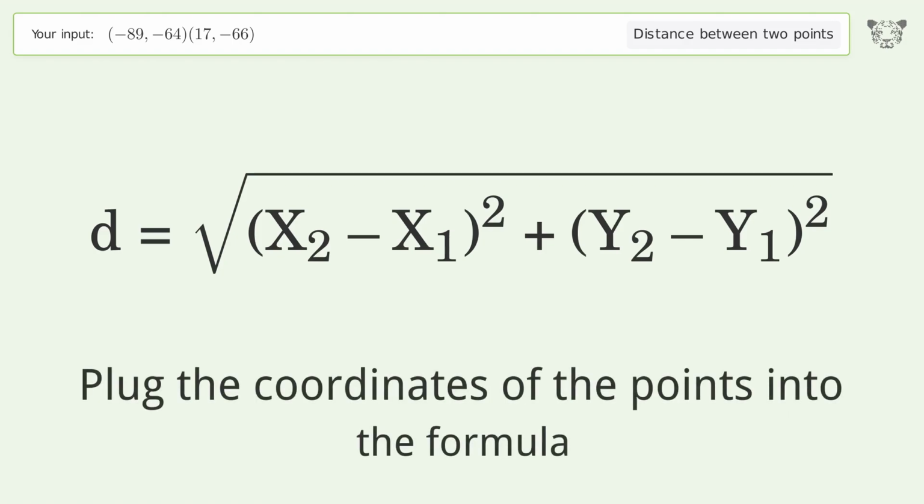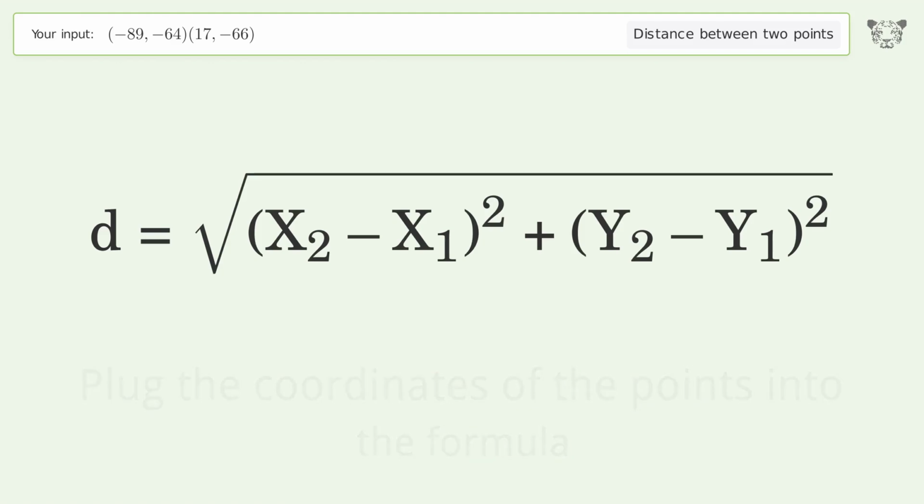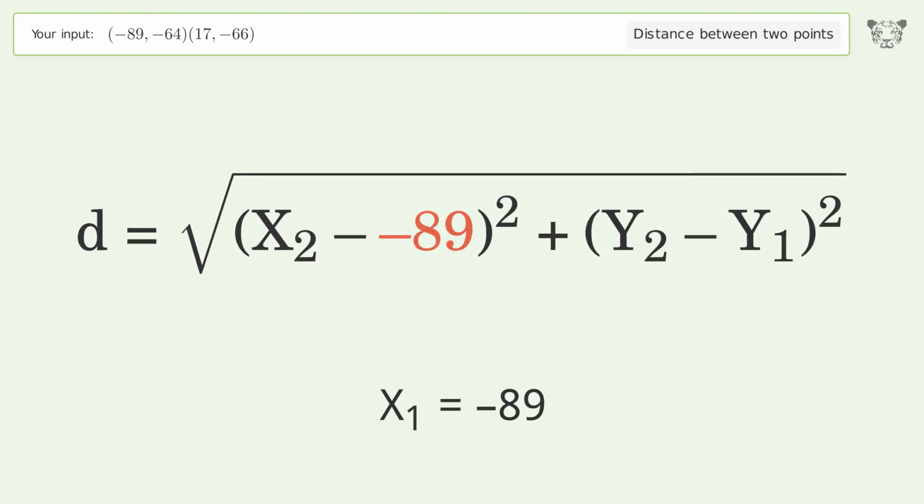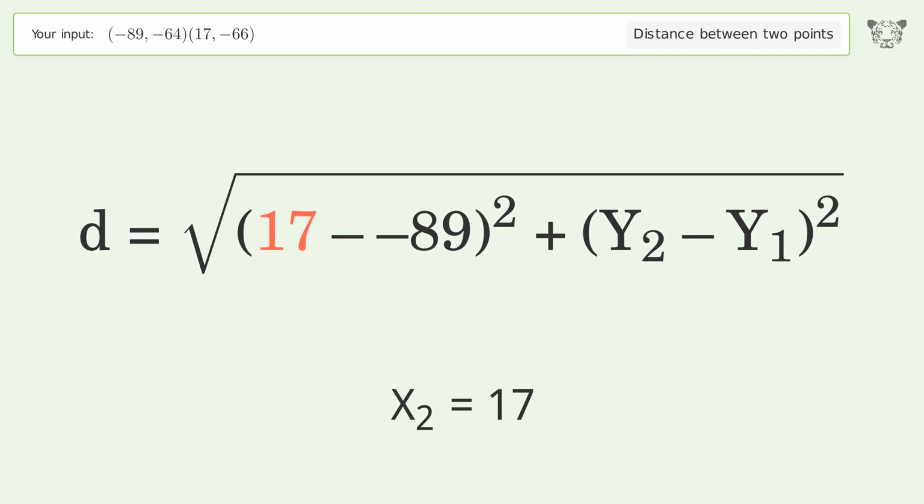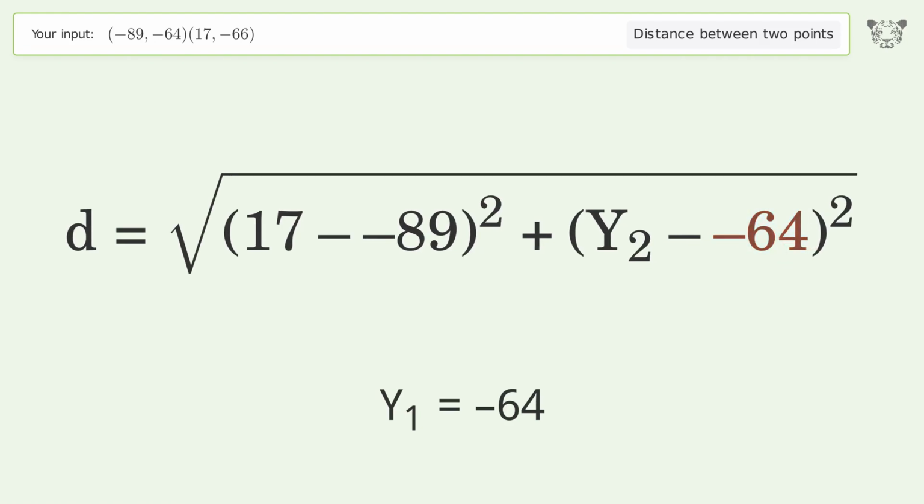Plug the coordinates of the points into the formula. x1 equals -89. x2 equals 17. y1 equals -64. y2 equals -66.